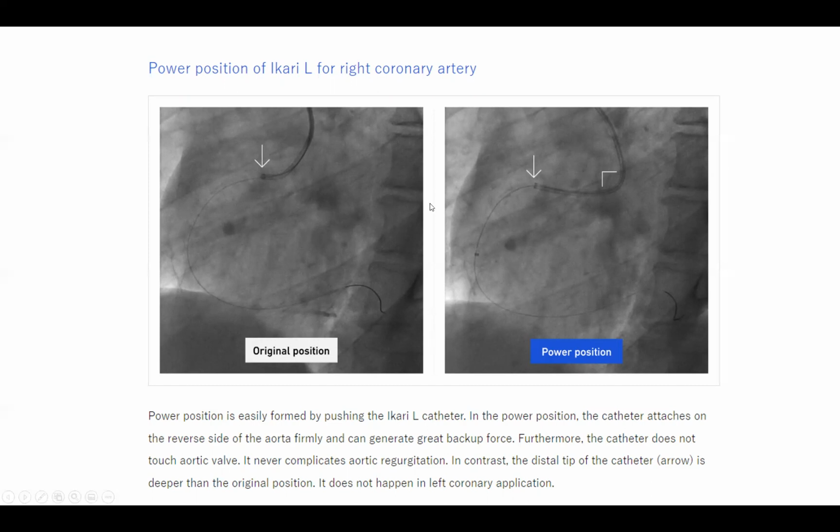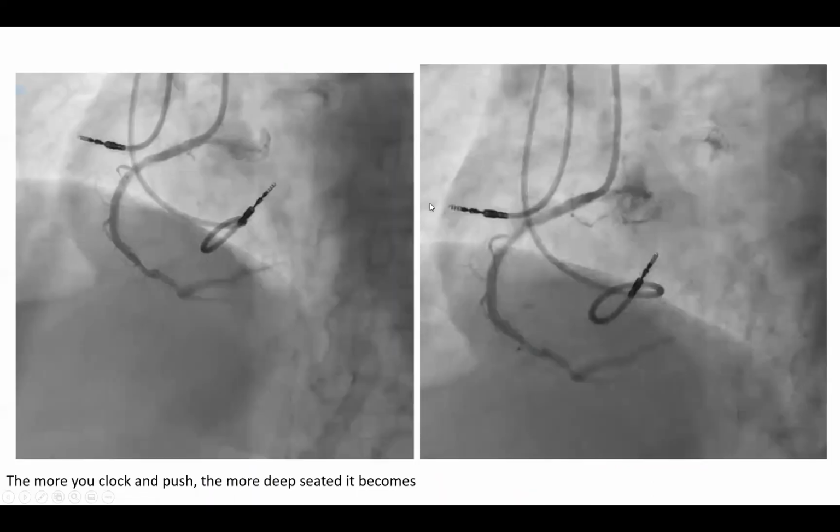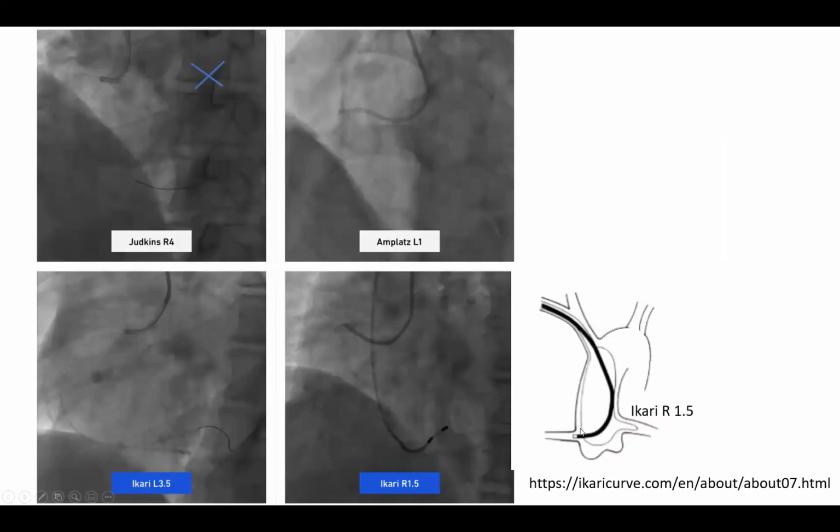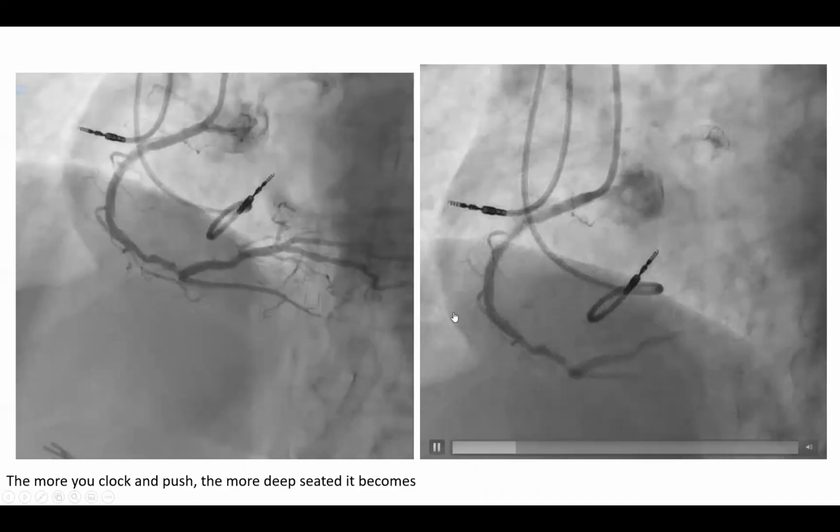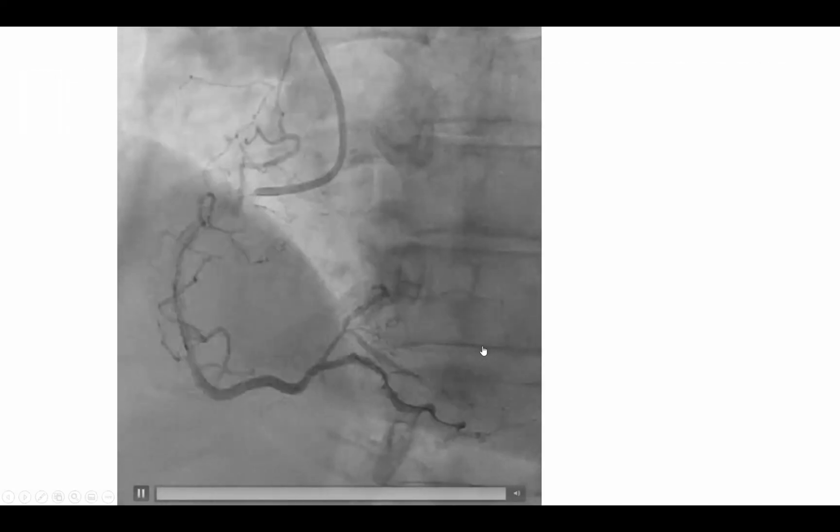To a degree, if you're good with the Ikari right, you can do the same. You can get the Ikari right, especially Ikari right 1, to not be too deep. And you can maneuver it to get it deeper with further clock and pull.